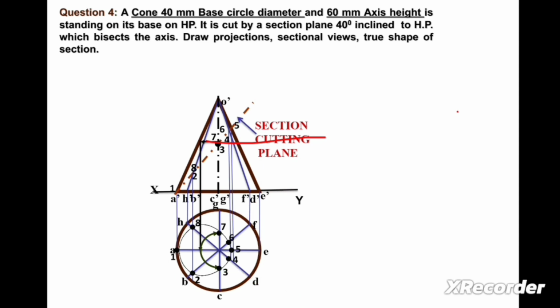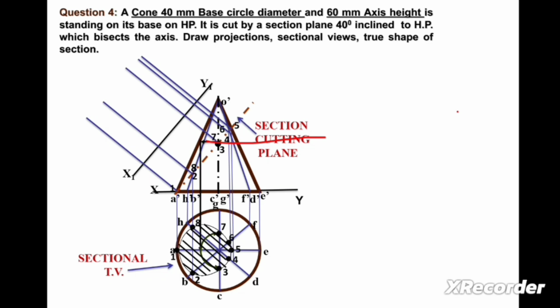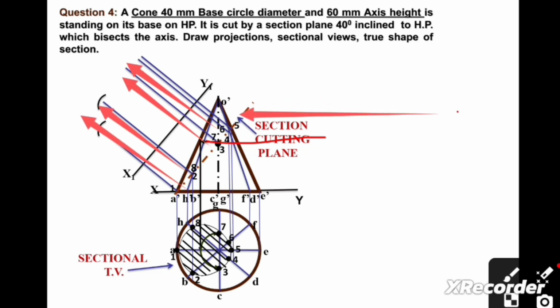Now we can join all these points 1, 2, 3, 4, 5, 6, 7. Then we can draw this type of inclined line. This will be the sectional top view as shown in the figure. Now we can draw a parallel line with this line, as shown here. This is the XY line, now X1 Y1 line. Now we can draw perpendicular lines to the section plane line. With this section plane line, you can draw all the perpendicular lines from each point.